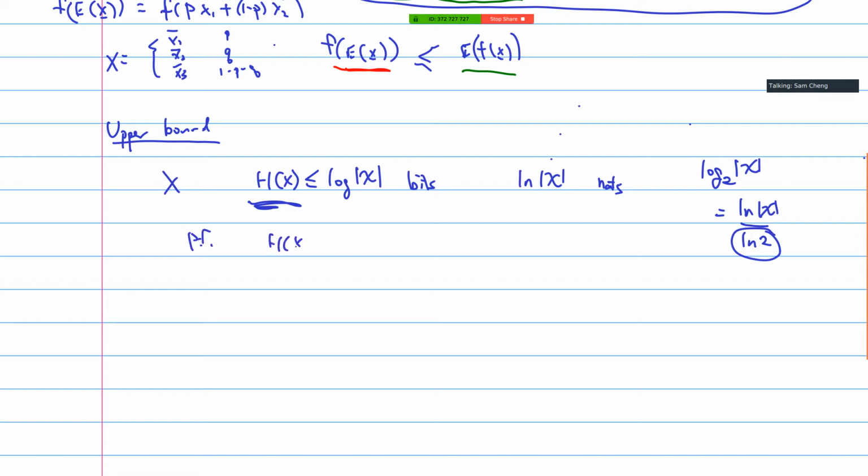So we have H(X) is equal to the expected value of log 1 over p(X). Oh, sorry, I'm missing the expression here. This is just the definition of entropy. Now I can, of course, write it as the expectation of log 1 over p(X).